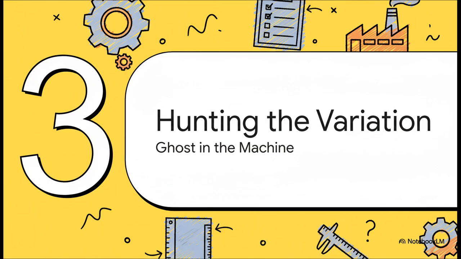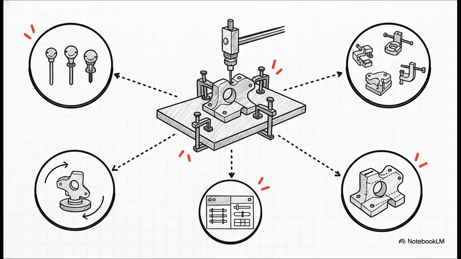They had to go on a hunt for the source of this huge variation, this ghost in the machine that was creating all the chaos. And you know what they found? It wasn't one big single failure. No, it was more like death by 1,000 cuts. It was 5 small, seemingly harmless differences in how each inspector did their job. One person might use a slightly different probe. Another might clamp the part at a different angle, or just place it differently on the table. And here's the kicker. None of this was written down, so every single inspection was a unique, unrepeatable event.